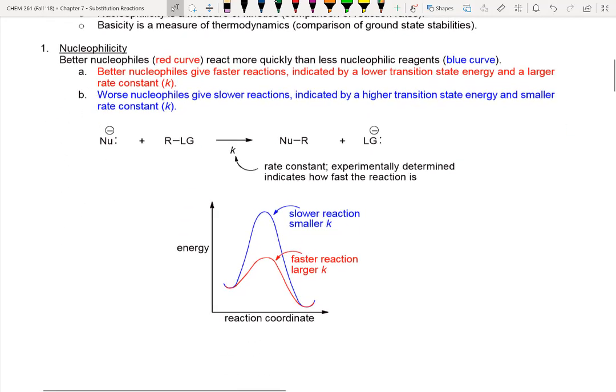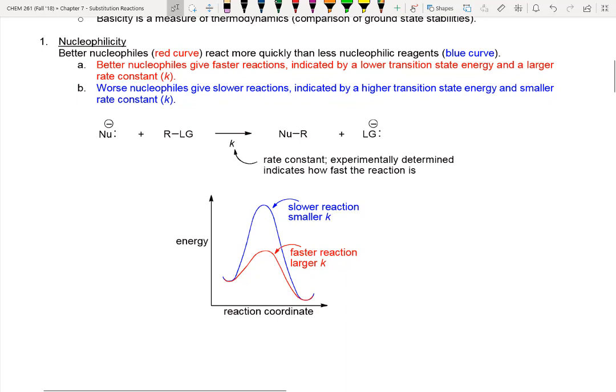All right? So if we look at number 1, it says better nucleophiles, the red curve, react more quickly than less nucleophilic reagents, which are the blue curve. So you can see the blue curve has a much greater activation energy. Its hump goes all the way up like that, versus the red one has a relatively low activation energy. What about their delta G values? They're the exact same thing, right? So in this case, there's no difference in delta G. We only cared about the difference in activation energy.